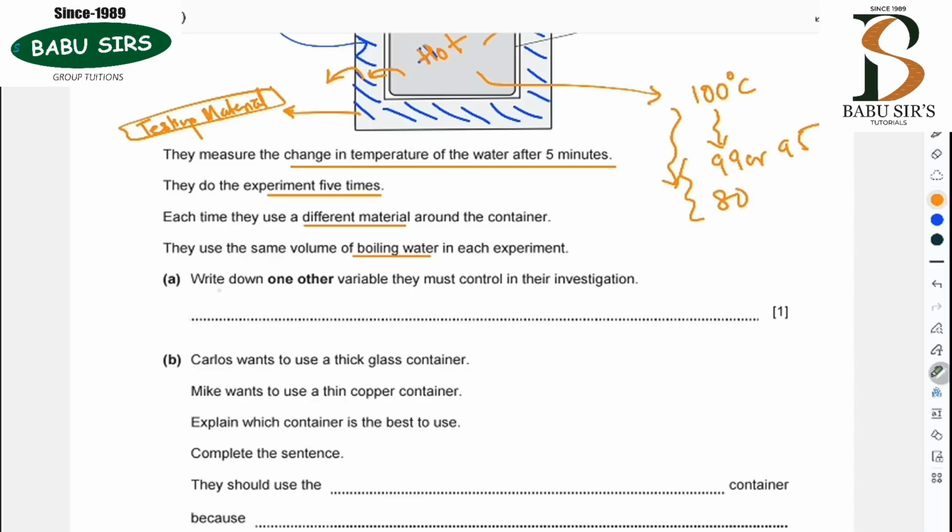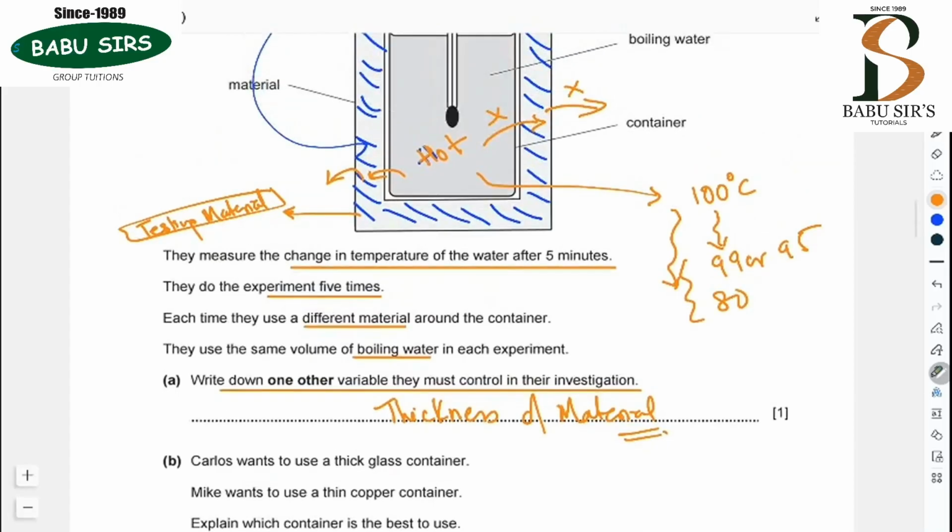So let's see question number 1. Write down one variable they must control during the investigation. What they must control: they are just changing the material, nothing else. I think they will always check the thickness of the material. It must not happen that some material they are using less or more. Whatever materials they use, they must use it in equivalent amounts.